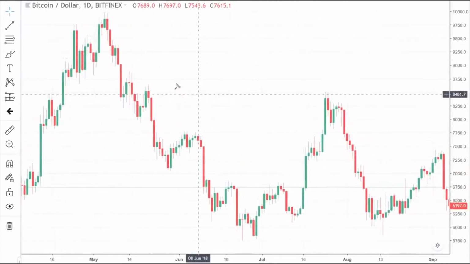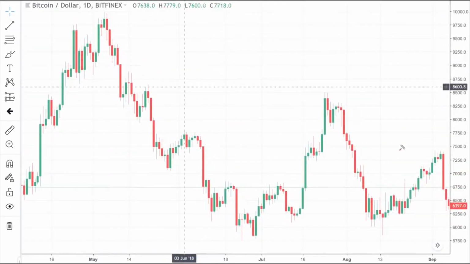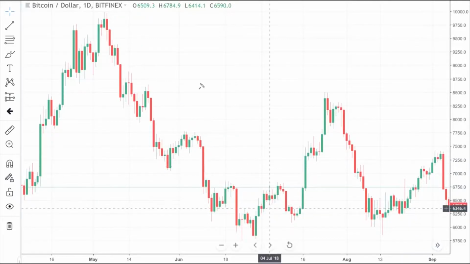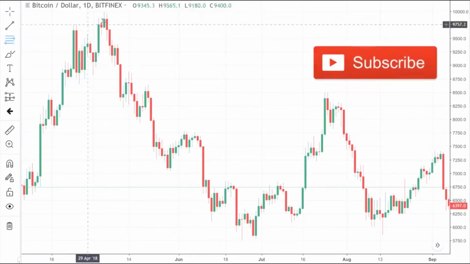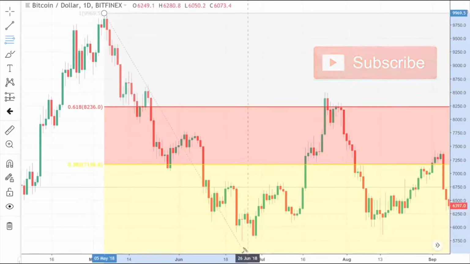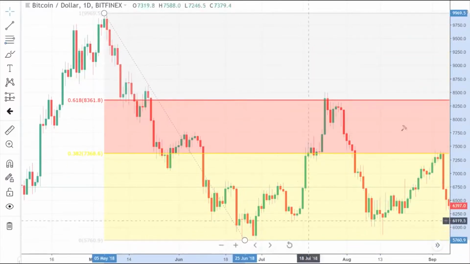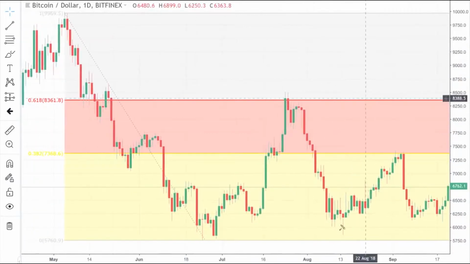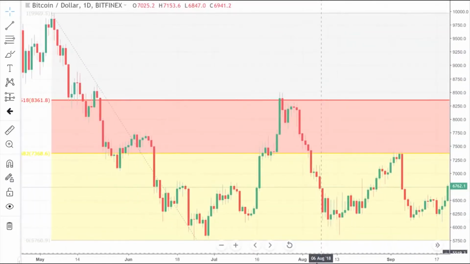So notice after Bitcoin drops, again, we're talking about from the May high down all the way to the June low. So we're going to do this again. We're going to do the exact same thing, Fibonacci retracement from the high to the low, right there. Now, notice again, something very interesting happens here. And I want to focus on this for you.